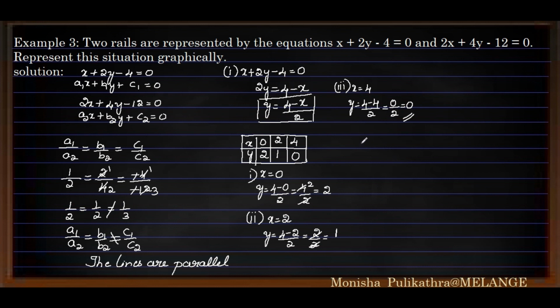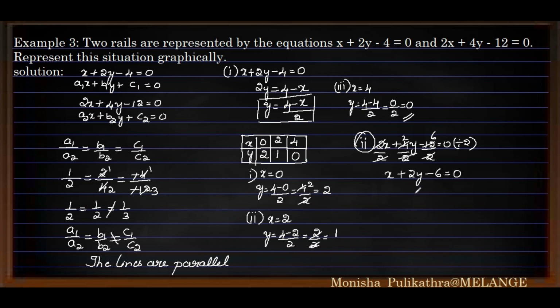Next I will take equation 2, which is 2x plus 4y minus 12 equals 0. If any equation is given, first we need to check whether each number is divisible by a single digit. Here each number is divisible by 2, so we can divide by 2 to make the simplification easier. 2 1s are 2, 2 2s are 4, and 2 6s are 12. So it becomes x plus 2y minus 6 equals 0.